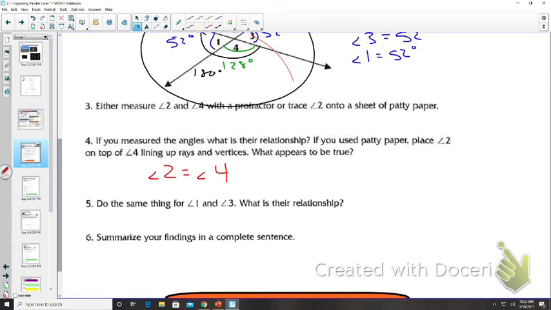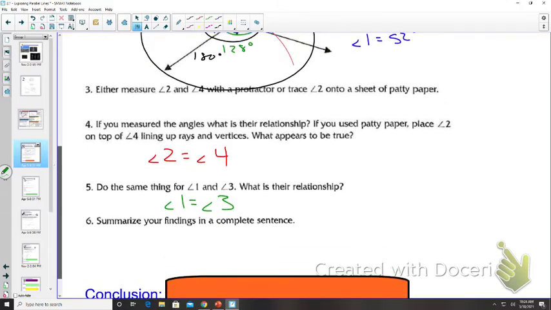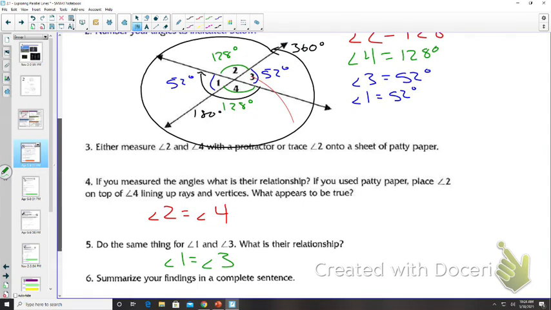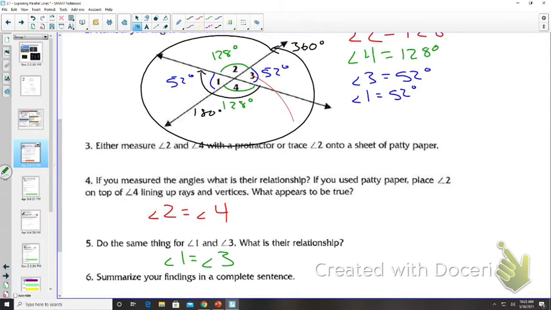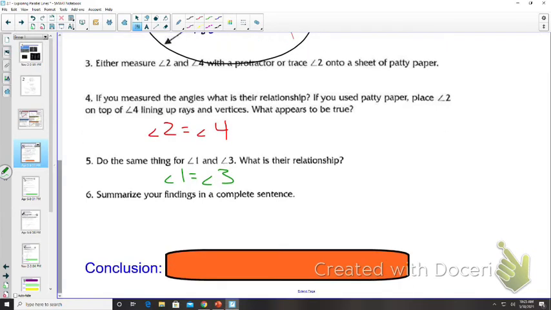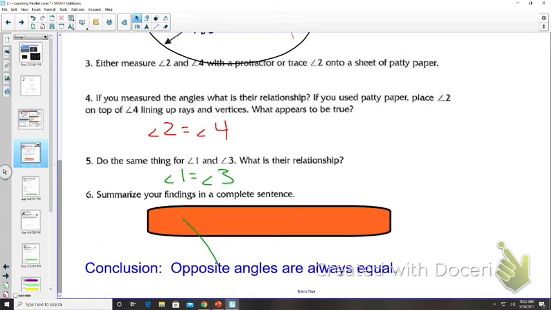Do the same thing for angle 1 and 3, which we did. What is their relationship? Angle 1 equals angle 3. You bet. And summarize our findings in a complete sentence. So what is the relationship between 2 and 4? Where are they located? Across from each other. Across or opposite is what we're going to say. Opposite, and 1 and 3 are also opposite, right? So our conclusion is that opposite angles are always equal.